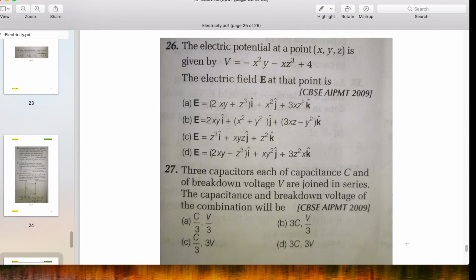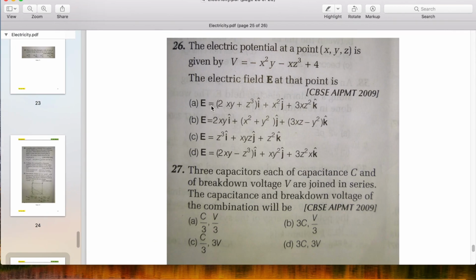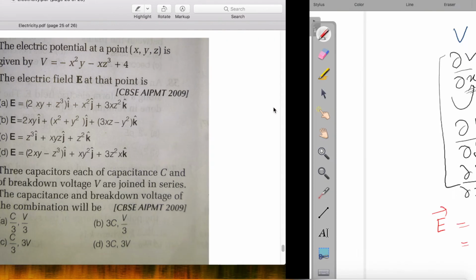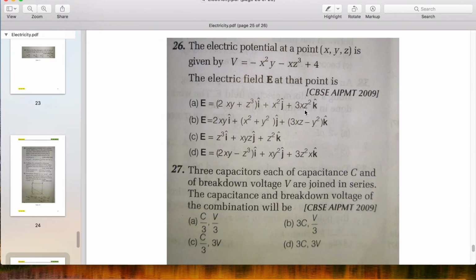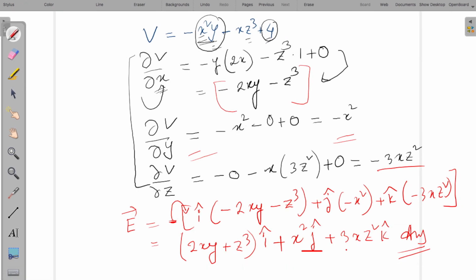So if we look into the options, option A is 2xy plus z cubed i cap plus x squared j cap plus 3xz squared k cap. So this is the option. So option A is matching with the answer.